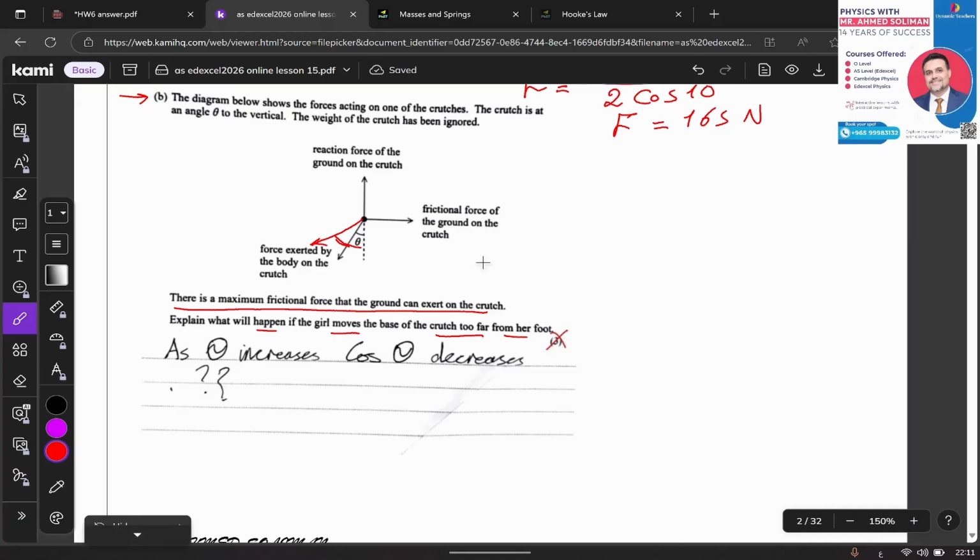Yes. Okay, so now what do you think? What is the correct answer? When the girl moves the crutch too far, the angle will increase, and the force has a horizontal and vertical component. When the angle increases, the horizontal component will increase, and then it will be more than the frictional force, so she may slide.